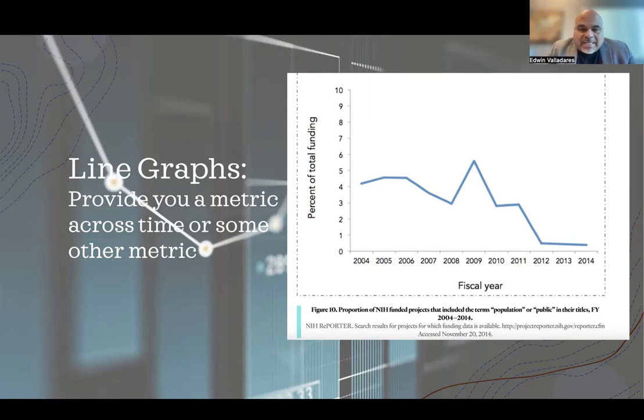Well, if we look at the y-axis, we see that it's saying the percent of total funding. So what's the total percent of the entire funding? And it's across time. And we can see that the percent has been going down and down year after year, except in 2009.